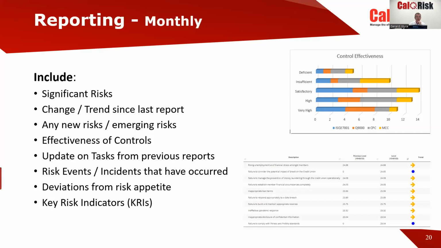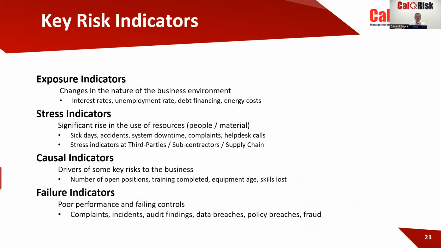I'll talk about key risk indicators because I think this is an important one. I came across a description some years ago from Ariane Chappelle, I think it was her name. So I give credit to her for the four headings here: exposure, stress, causal, and failure indicators. Because we often tend to just show the failure indicators, but force yourself to have at least one in each of these categories: exposure indicators, and often things that you can't control, but certainly affect your business.